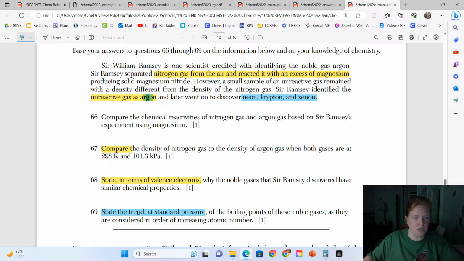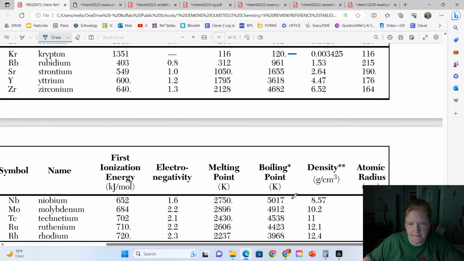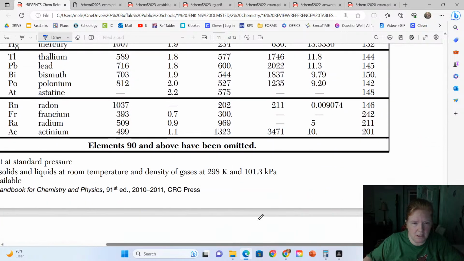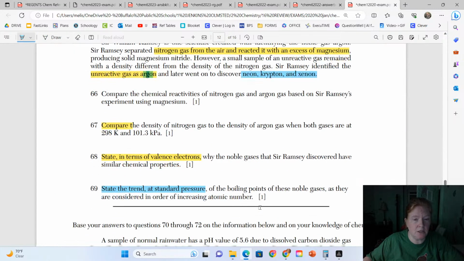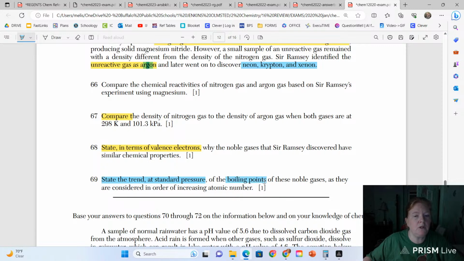So if I go back to the question, state the trend at standard pressure. It's kind of rude that they put it there, but why did they put it there? Because the bottom of the reference table says the boiling point is at standard pressure. That's why. Okay. So I don't want to say the standard pressure is increasing. I want to say the boiling point is increasing.